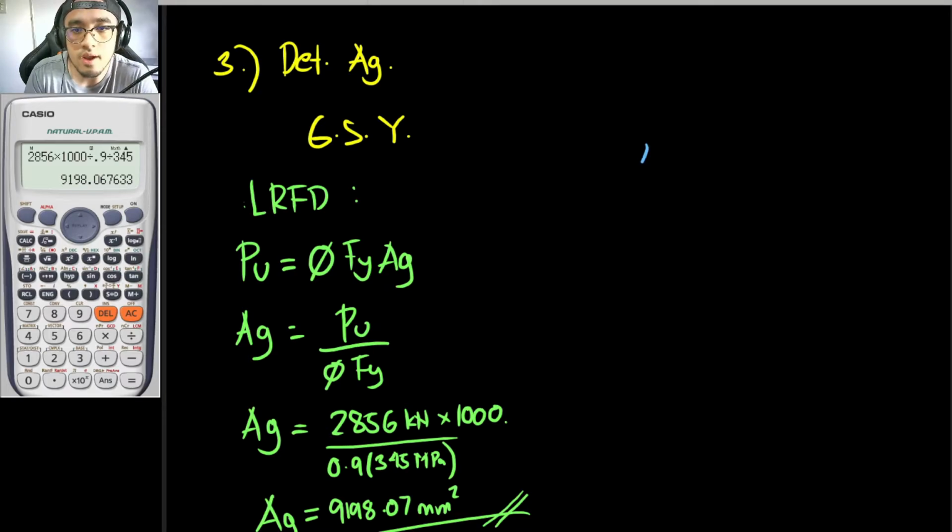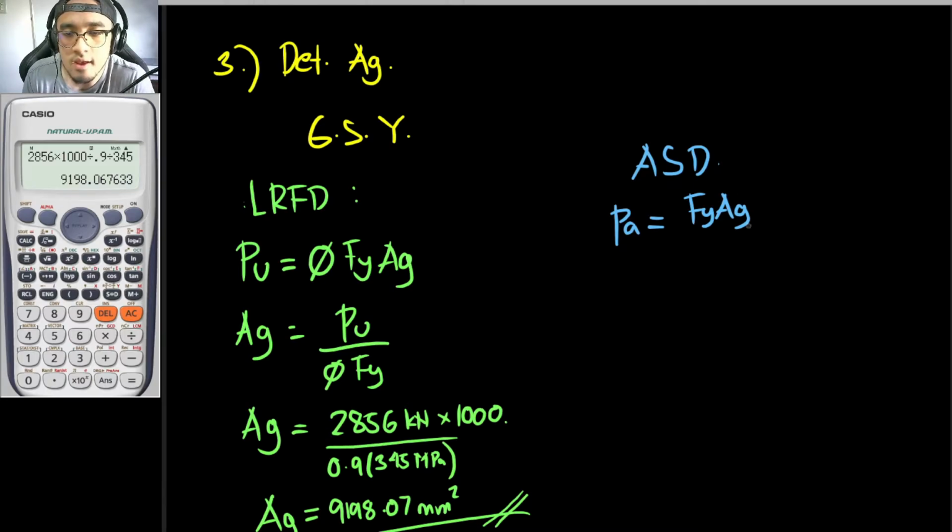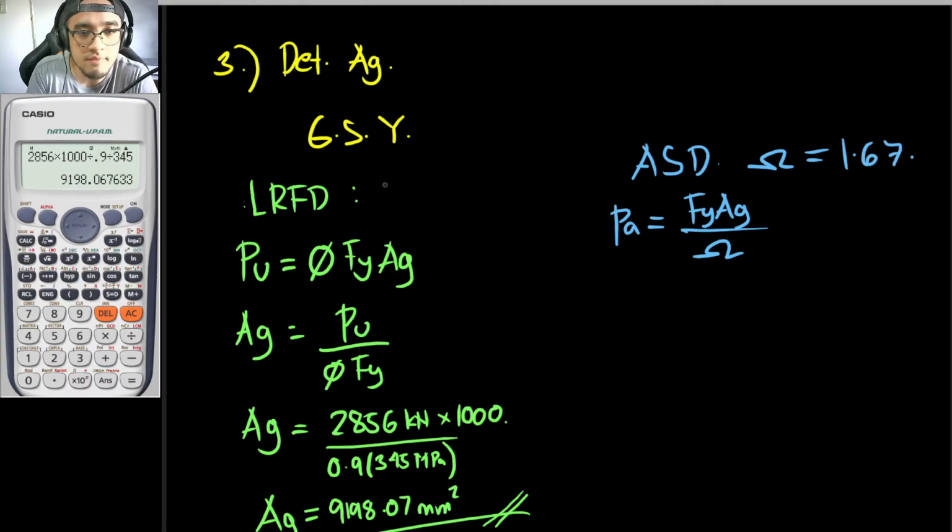So for ASD, once again, our PA is to be equal to Fy times AG. So this is to be your PN, and we would be dividing it by our factor of safety omega. And once again, in GSY, our omega is to be equal to 1.67. So I would just be writing the phi here. So phi in cross-sectional yielding is to be equal to 0.9.